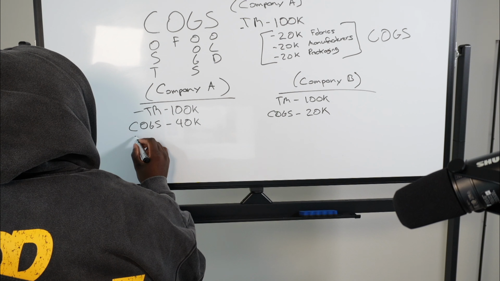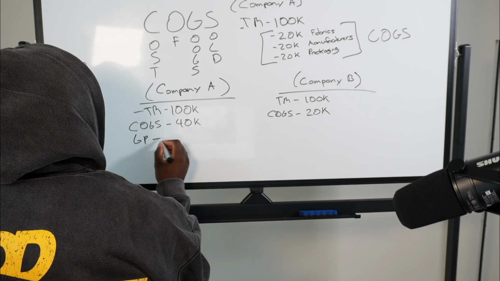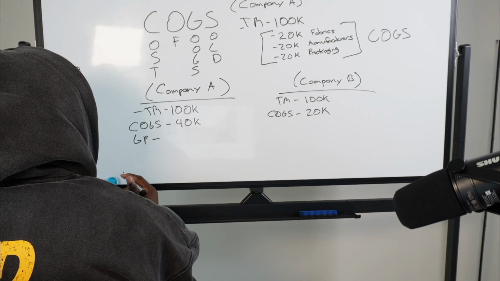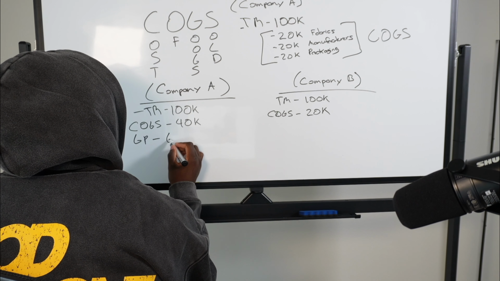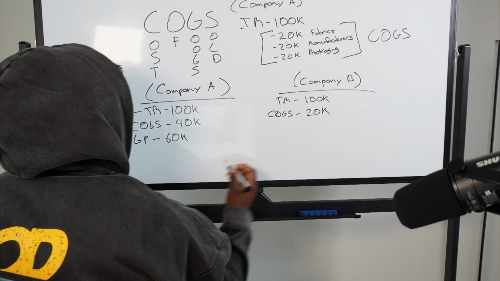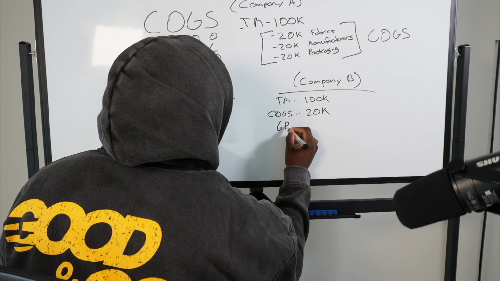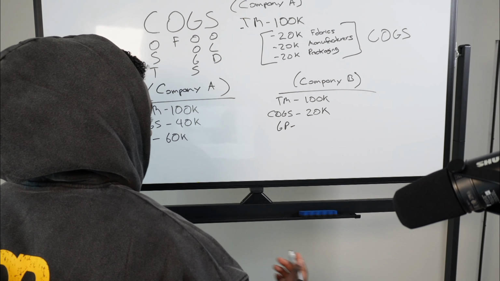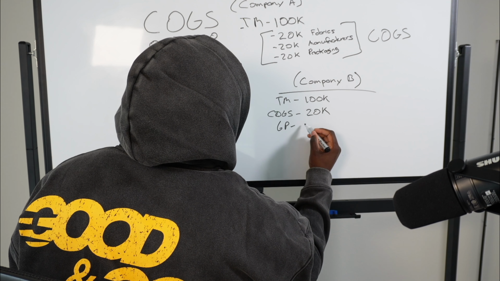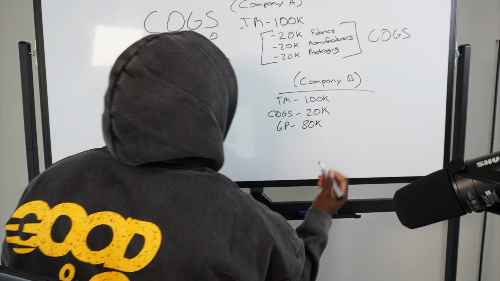So when we go to gross profit over here, 100K total revenue minus that cost of goods sold gives them a gross profit of 60K. Come over here, 100K total revenue, their cost of goods only 20K. That gives them a gross profit of 80,000.